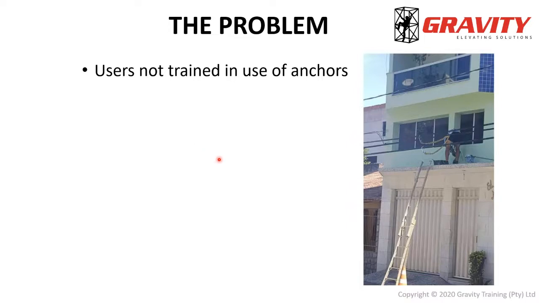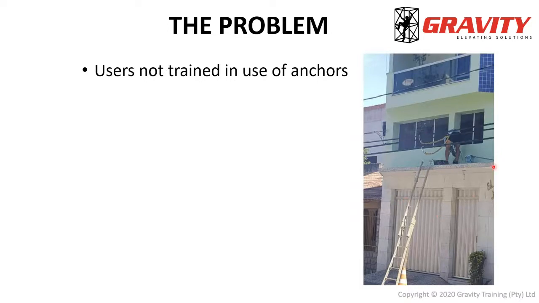Next up, we have the users not trained in the use of anchors. So you'll see the guy on the right-hand side here. He knows about using a harness, he knows about using double shock absorbing lanyards, but he does not know about connecting to a safe anchor. You can see he's connected to telephone wires, it looks like. So obviously, if he were to fall off that edge, he will just snap those wires and probably still hit the ground, judging by the length of those shock absorbers and the flexibility of those lines as well.